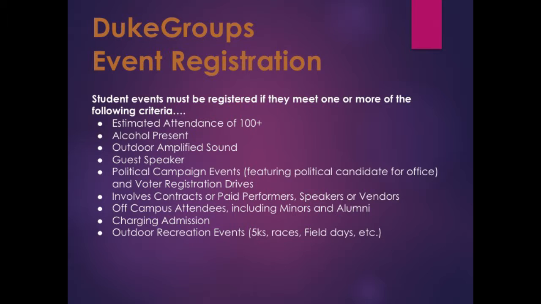The Duke Group's student event registration process is designed to help you successfully plan events on campus. To make the planning process easier for you, university staff throughout campus are notified when you submit your event in Duke Groups. Staff will collaborate with you to arrange all of the elements of your event.